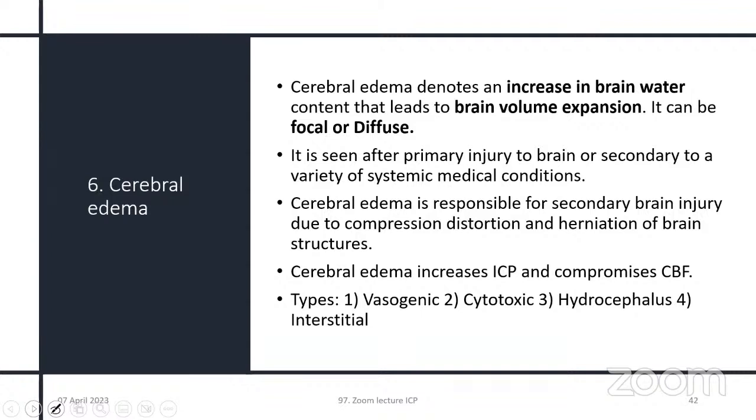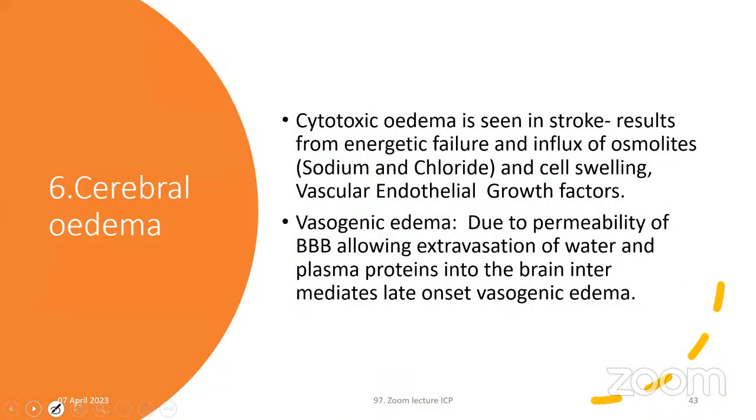Cerebral edema basically increases intracranial pressure and compromises the cerebral blood flow. And there are three types: vasogenic cerebral edema, cytotoxic cerebral edema, and hydrocephalic or interstitial. Let us look at the cytotoxic edema, which is seen in stroke. It results from energetic failure, that is sodium potassium pump failure, and there is influx of osmolytes and cell swelling, what we call cloudy swelling, and also release of vascular endothelial growth factors.